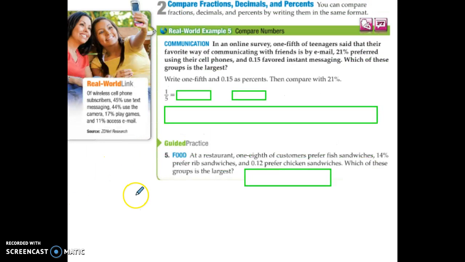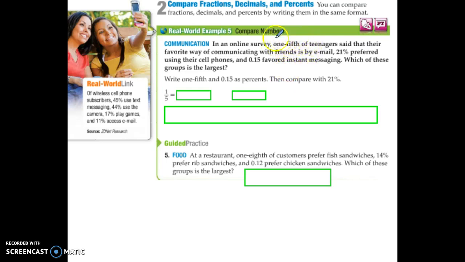Alright, let's do a word problem here to wrap up the day. Online survey: 1/5 of teenagers said their favorite way of communicating is email. Well, probably text message now. Oh, there we go, that's 21%, is cell phones. And 0.15 favored instant messaging. Which of these groups is the largest?